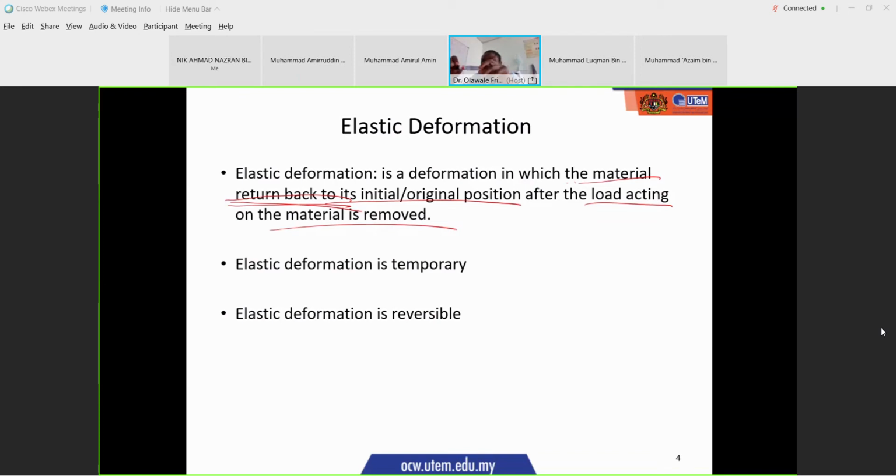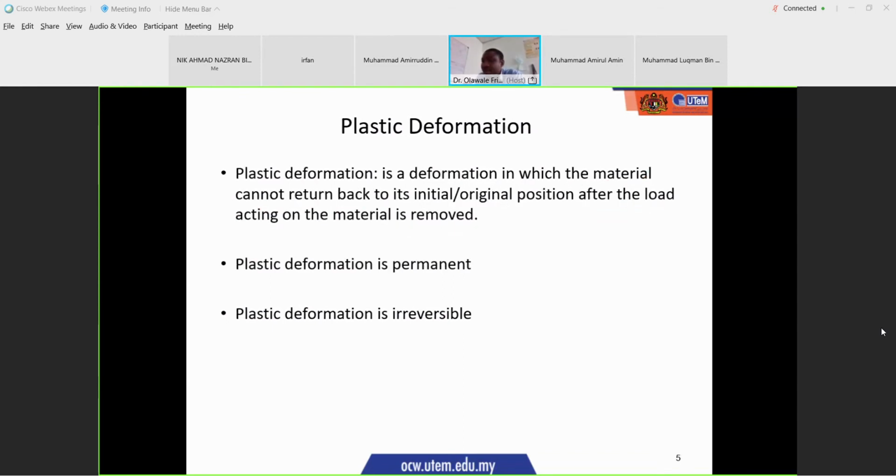It breaks. There's a deformation. Now I'm trying to take off the load. Can it go back? No. So for plastic deformation, when you take off the load, it cannot go back to original position. Elastic, can go back to original position. Plastic, cannot go back. So plastic deformation is a deformation in which a material cannot return to its original position after the load acting on the material is removed.